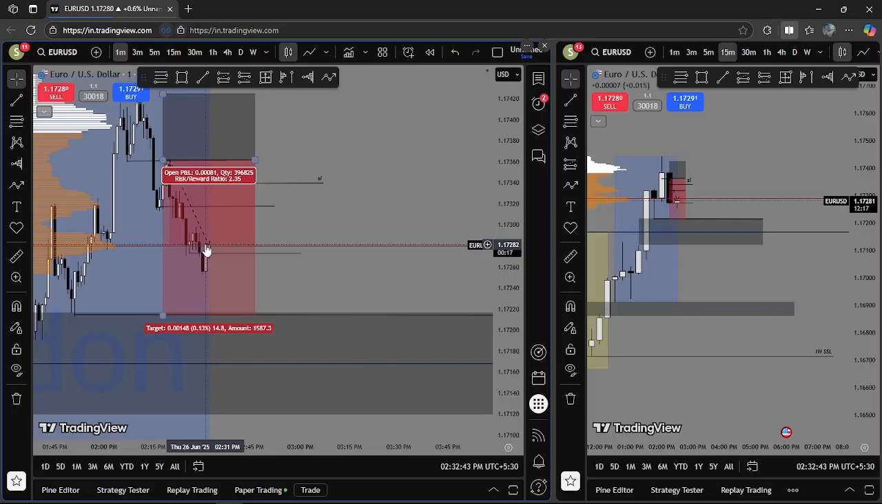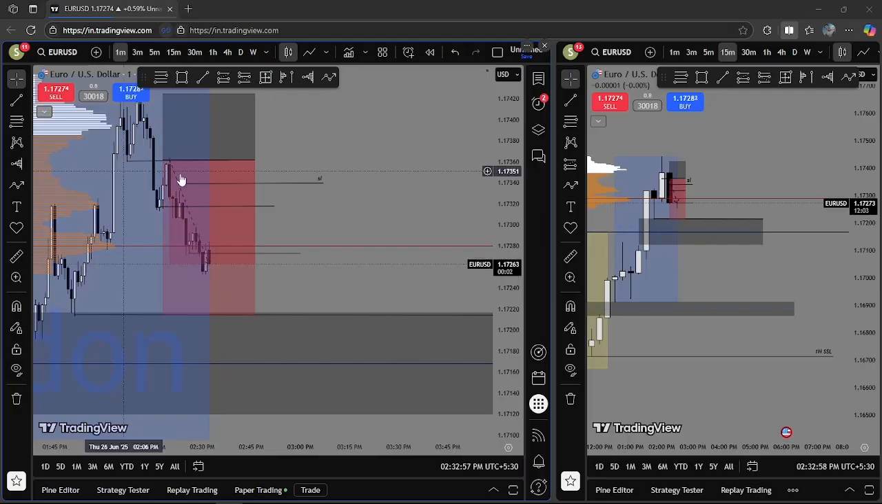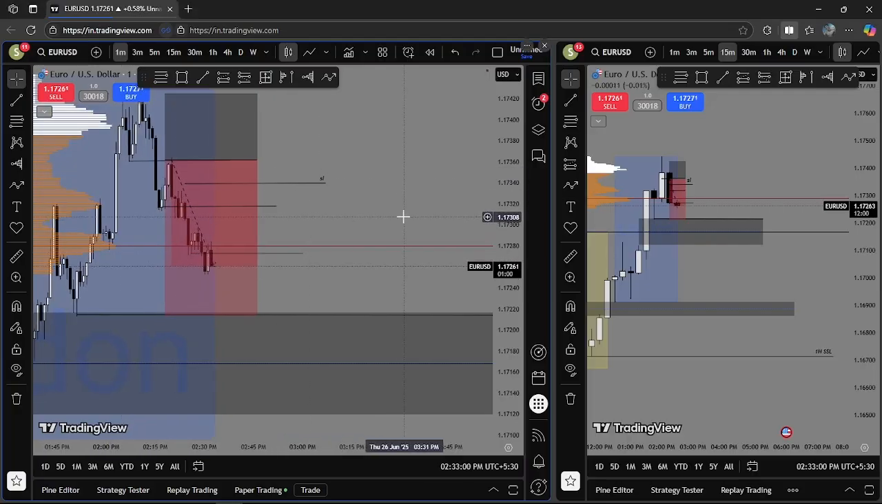Let's see. Now the most amount of volume that has been traded is below now. So let's see what happens. I cannot consider this one as a divergence right now. So let's see what happens. The most amount of volume that has been traded now is here. Okay, so let's see what happens.